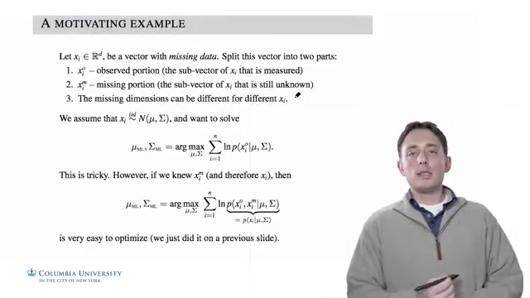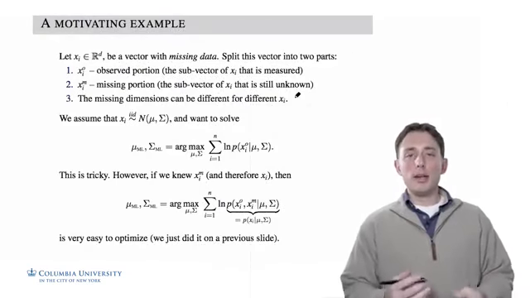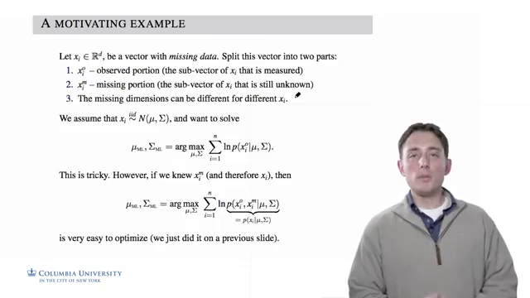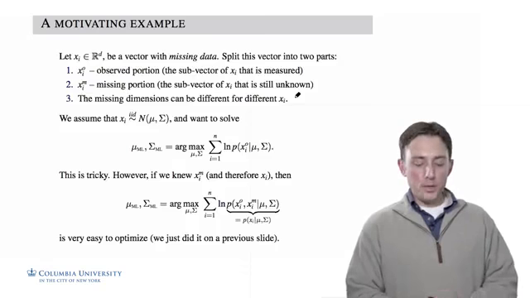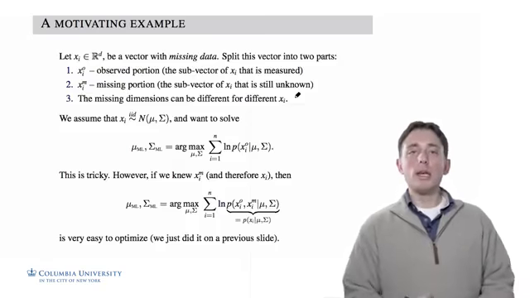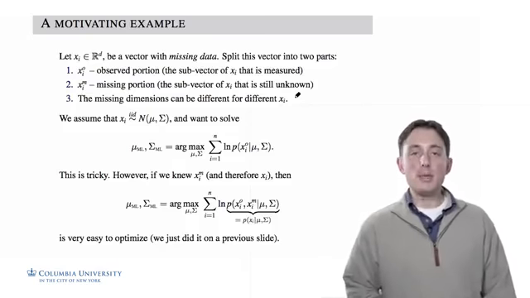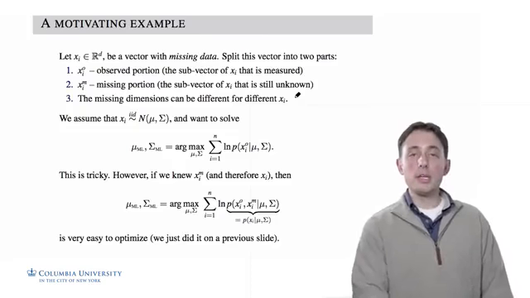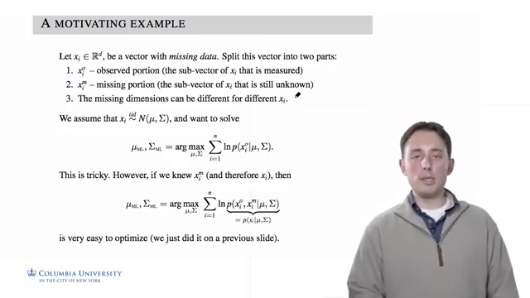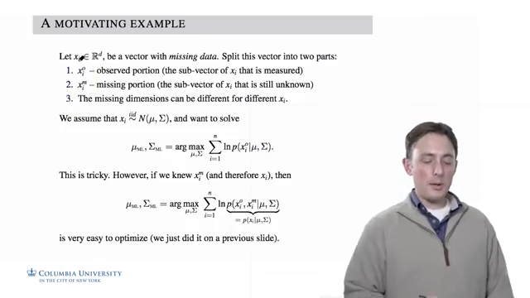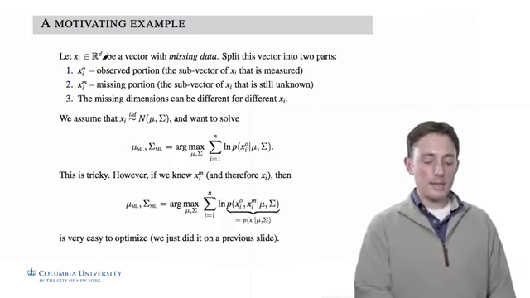Okay, so I want to discuss this in the context of a motivating example, a simple example where EM can be used. And then we're going to see how the EM algorithm can be used for this problem. So this is the problem where we have missing data, and in particular a certain type of missing data with a certain model assumption.